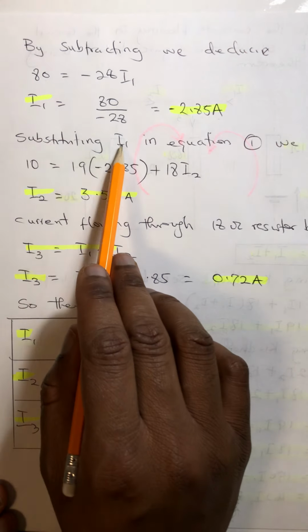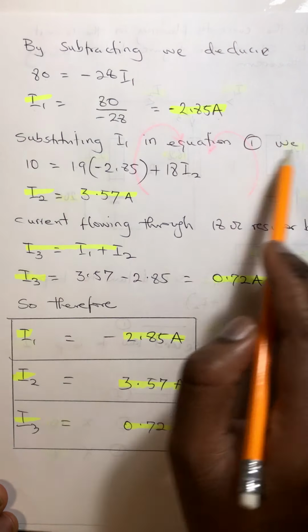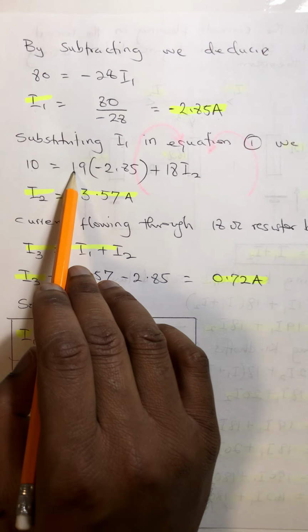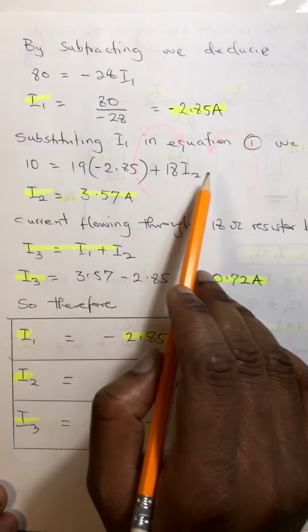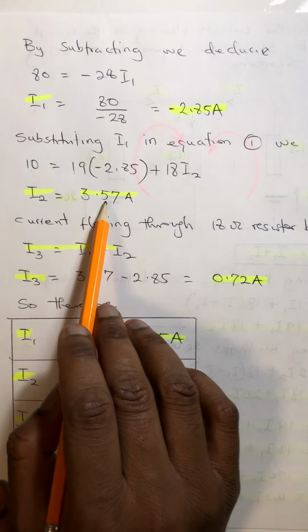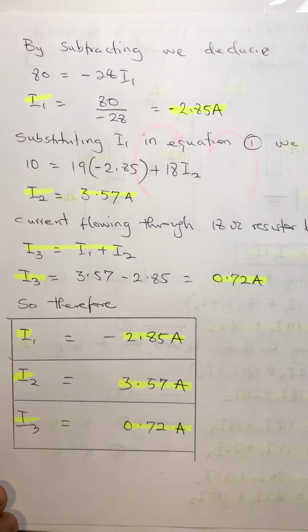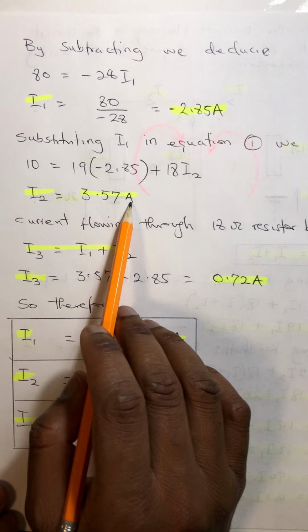By substituting I1 into our former equation 1, we have 10 equals 19 in bracket minus 2.85 plus 18 I2. Then we have I2 equals 3.57 amperes. So we have our current 2, which equals 3.57 amperes.